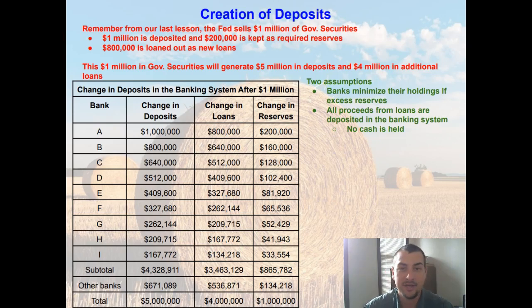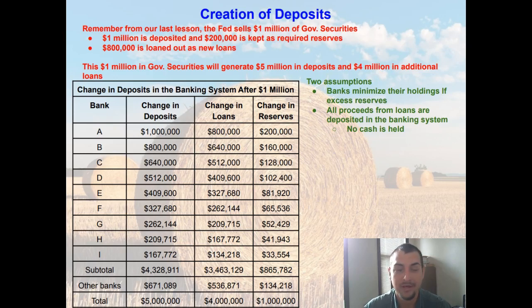We also talked about how if Bank A loans out $800,000, then the person that they loan it to goes out and buys a bunch of stuff, and then the people that they're buying it from deposit all of their money into Bank B, for example. Bank B will then take those deposits, loan it out to somebody else, and then the trend just keeps continuing. We call that the creation of deposits.